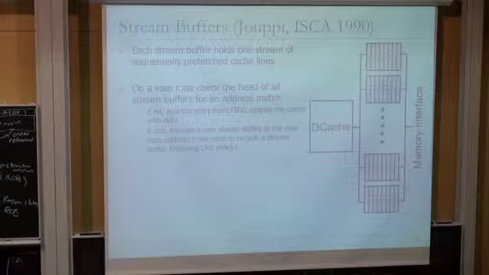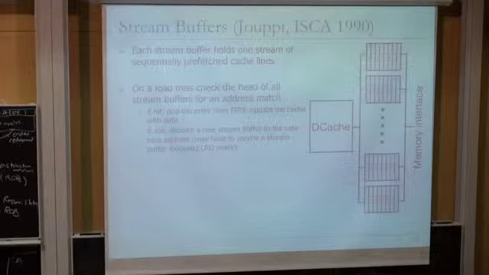When a load misses in the cache, it checks the head of all the stream buffers. And if there's a hit, then it pops the entry from the buffer and updates the cache with the data and also uses that, right? If not, then it allocates a new stream buffer to the new miss address. Right?